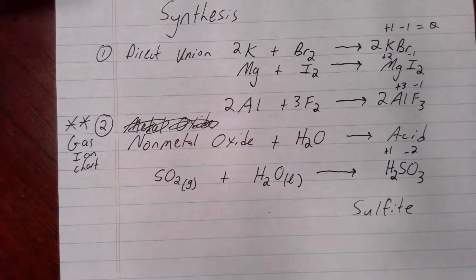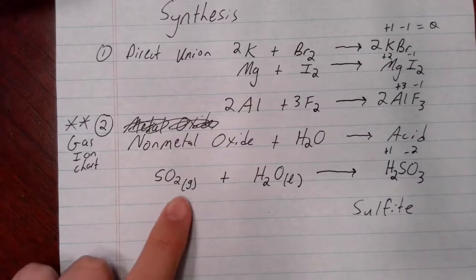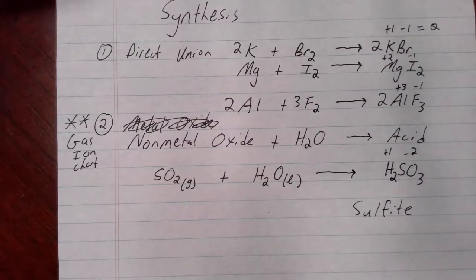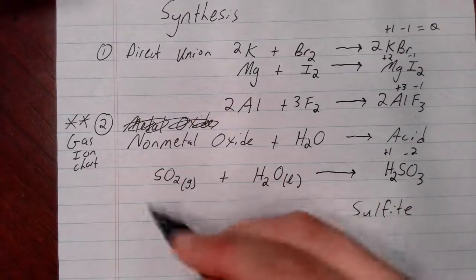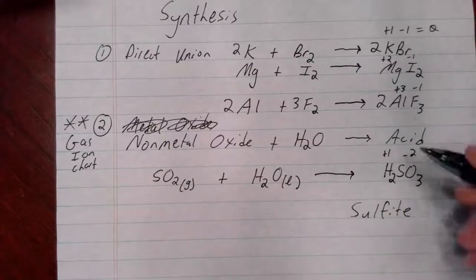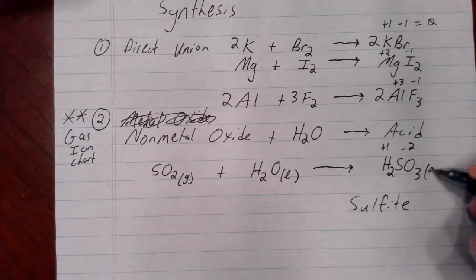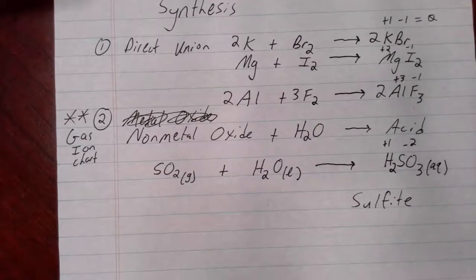So if we dissolved the gas in the water, it went from a gas molecule to an aqueous ion. So if it's dissolved in water, I can use the symbol AQ here. Then I can go back and balance it, but it's already balanced, so I'm good here. So let's look at another one.